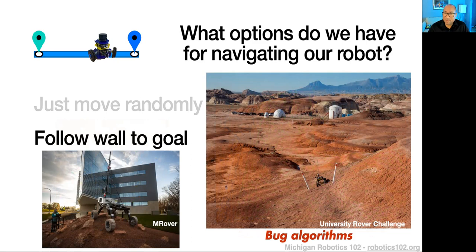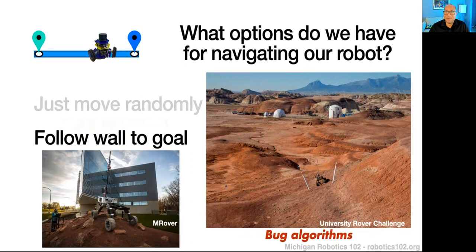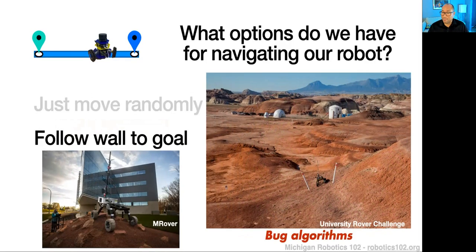Another approach is we could use a bug algorithm. We could follow along the walls and move towards the goal. This probably can solve our maze too. It has some strengths and weaknesses. We wouldn't necessarily have to map out the space, but we do need to know our localization. And so depending on how complex our maze is, the bug algorithm may or may not be the best choice, especially if we consider the resulting path that we're going to traverse with the bug algorithm.